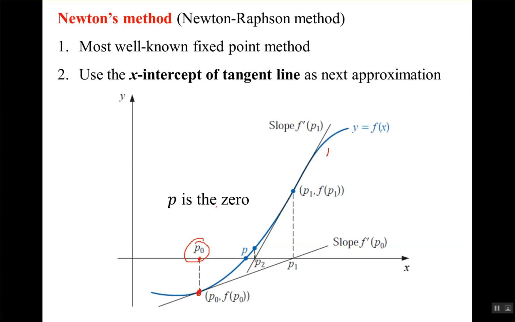Now, to find the next approximation, you simply draw the tangent line at this point. So at this point, when x is p0, you find the tangent line, right? So this is the tangent line. And the x-intercept of this tangent line is your next approximation. We call it p1 here.